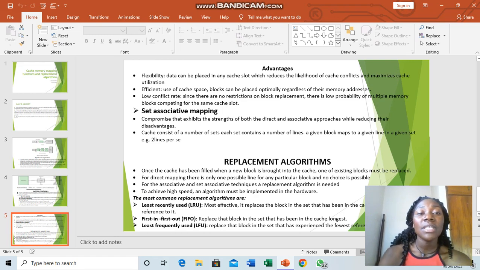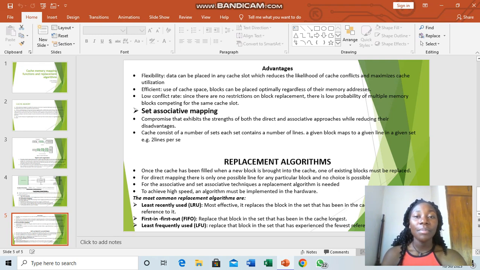So we're going to see the advantages of associative mapping. It is flexible. Data can be placed in any cache slot, which reduces the likelihood of cache conflicts and maximizes cache utilization. With efficient use of cache space, blocks can be placed optimally regardless of their memory addresses. Low conflict rates: since there are no restrictions on block replacement, there is a low possibility of multiple memory blocks competing for the same cache slot.